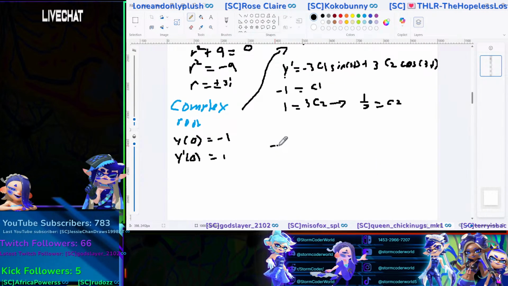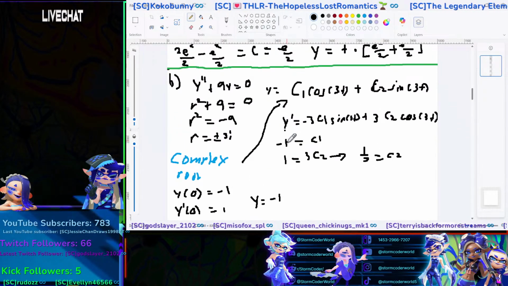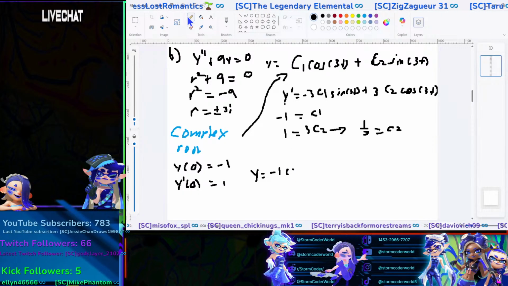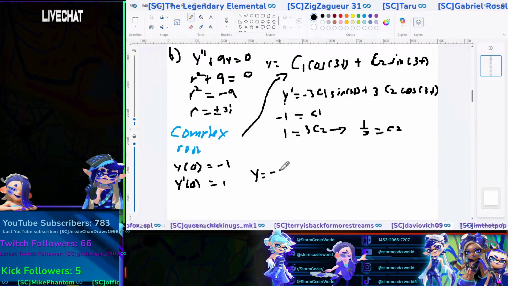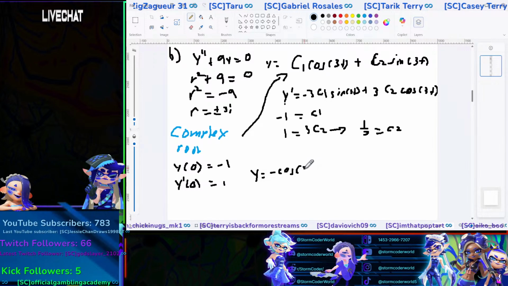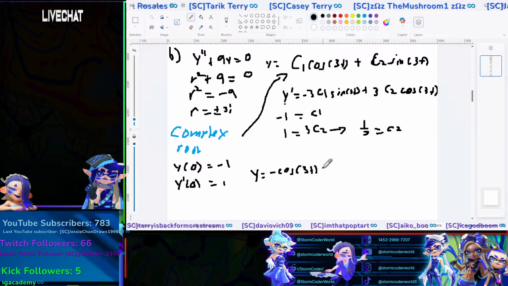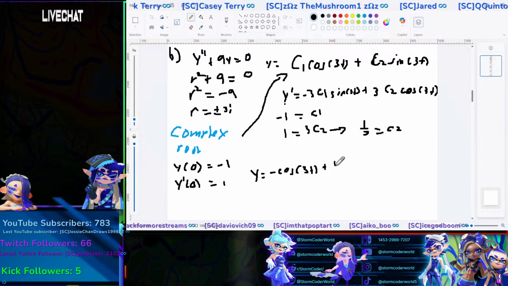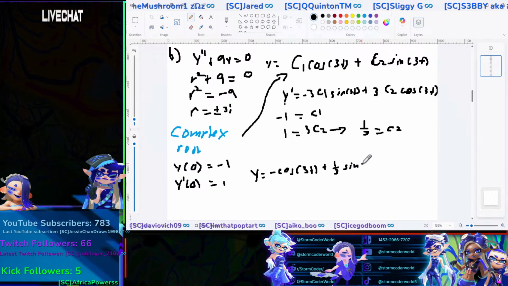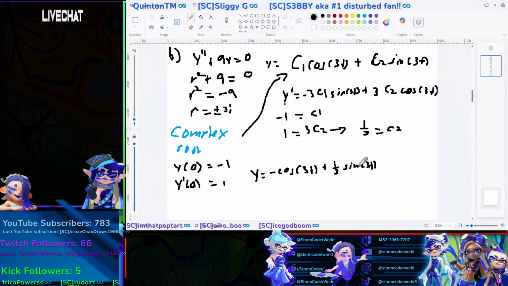original equation. So y is equal to -1, remove the c1, cosine. Actually, I don't even need that. I just need to put negative cosine here. The 1 is assumed. And then it would be 3t. And then 1/3 plus 1/3 sine 3t. And this would be the general solution.